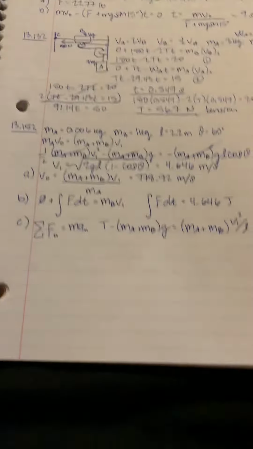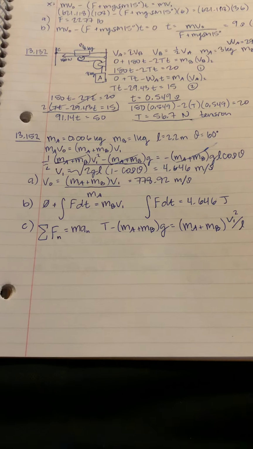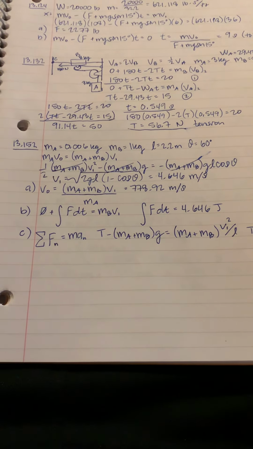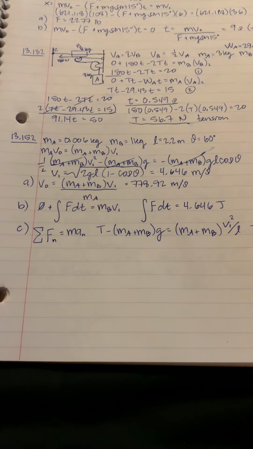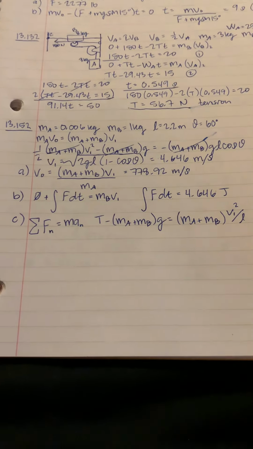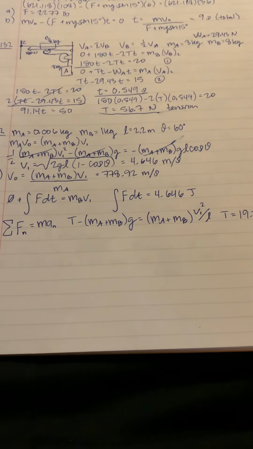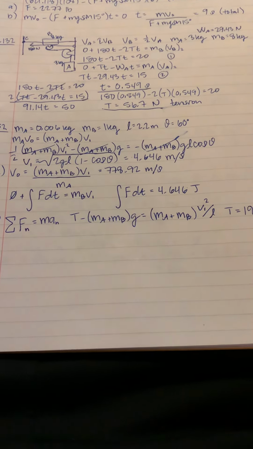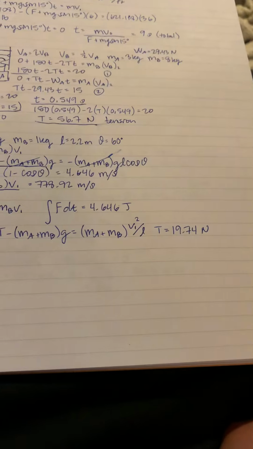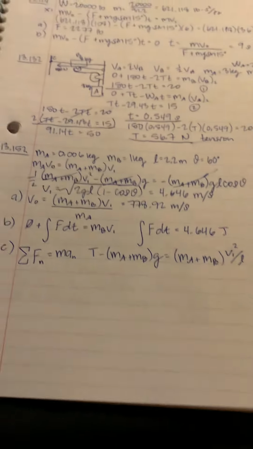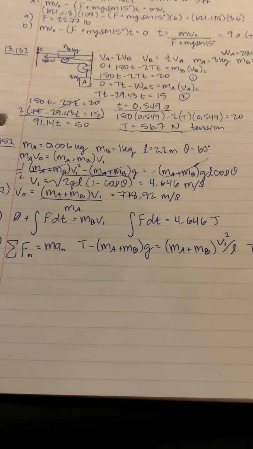Next one, we were looking for initial velocity. I got 778.92 meters per second. Next one, we got 4.646 joules, and then for C, we got the tension was 19.74 newtons with these equations here.